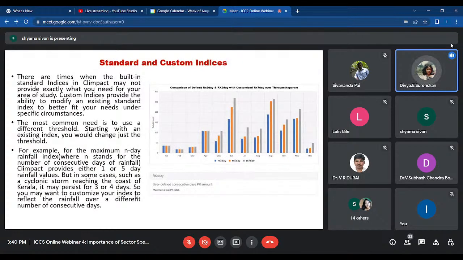Okay, so here this software is giving some default indices based on the universal means, based on theories or already published literature. Apart from that, we can actually customize our own index based on your requirement.